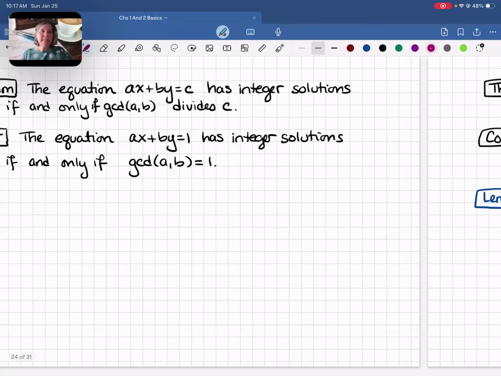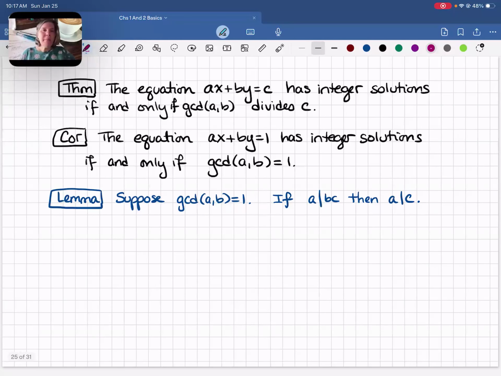As one example, here's a lemma that we can prove using that corollary. Suppose the GCD of a and b is 1. If a divides bc, then a divides c. All right, so let's go ahead and prove this. Proof.